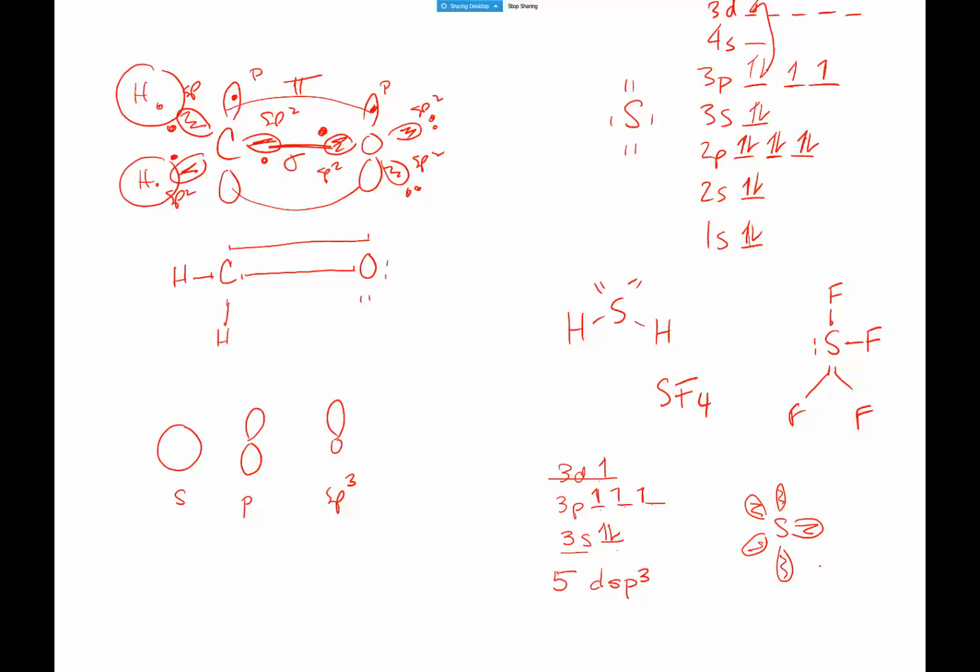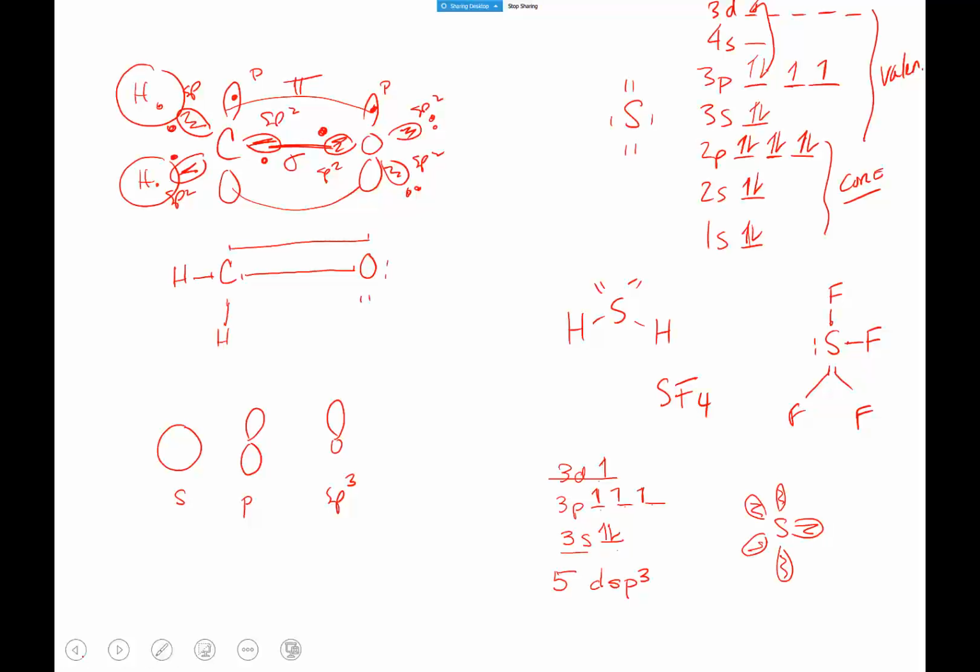So the other 10 electrons are in 2p, 2s, and 1s, but they're just not hybridized. Right, because they're the core electrons. We only form bonds from the valence electrons. And remember, the valence electrons are always the ones that are the outermost. They're the ones with the biggest principal quantum number. So these ones, not those ones. Those ones are the core electrons, and then these are the valence electrons. And it's always the valence electrons we form bonds with.